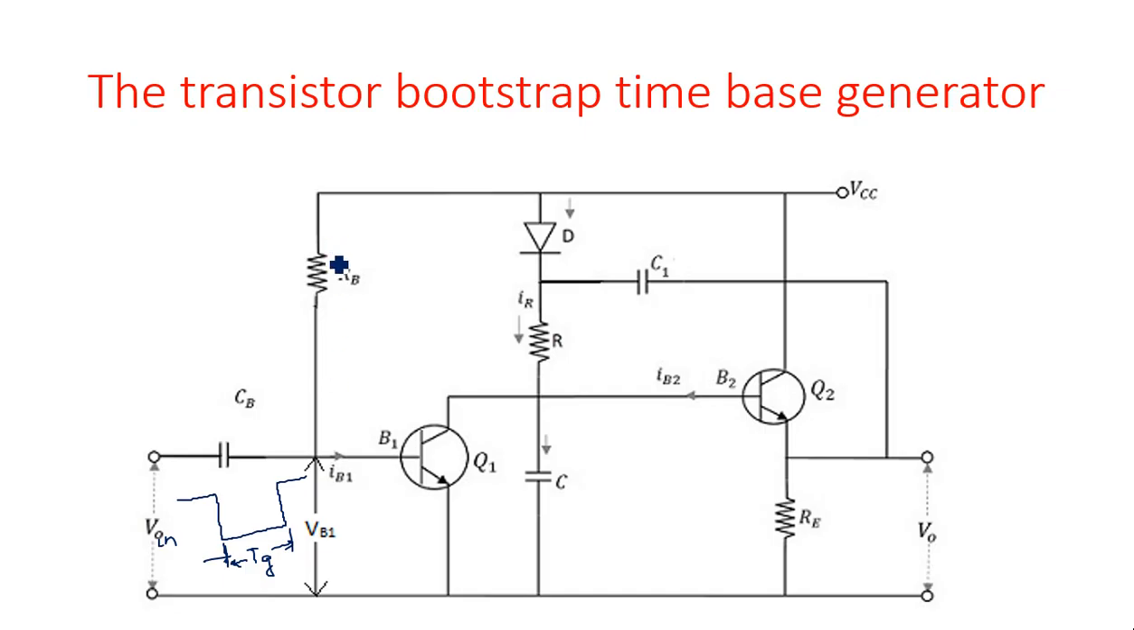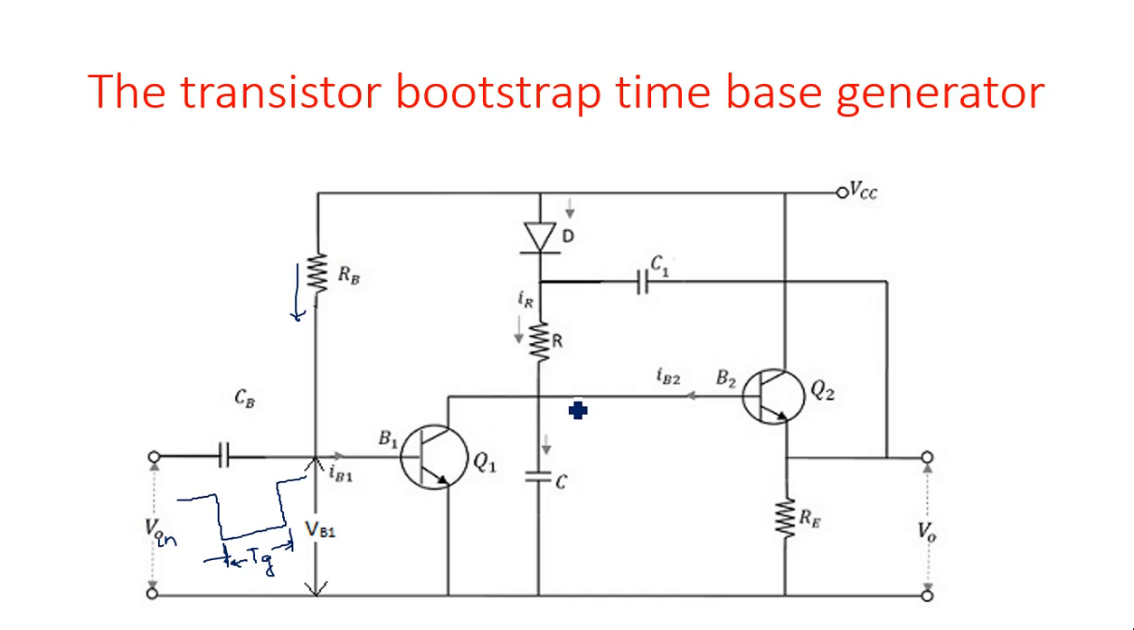Meanwhile, the current coming from VCC through the resistance RB goes into the base 1 of the transistor Q1, and then Q1 goes into saturation. So under quiescent conditions, we can say the transistor Q1 is operated in the saturation region.